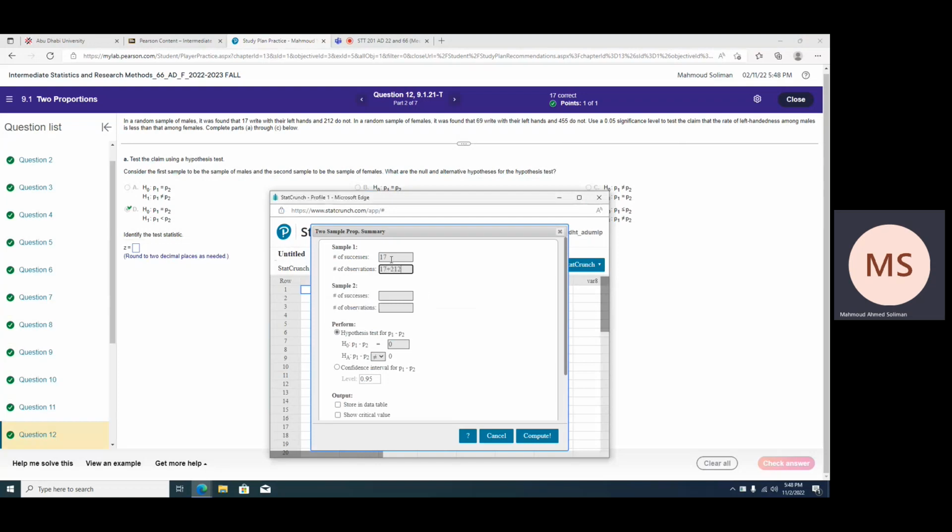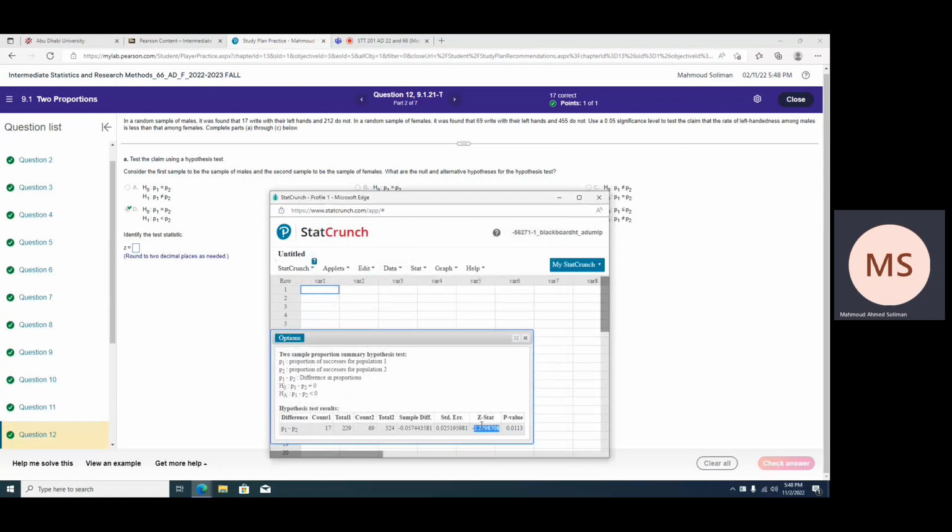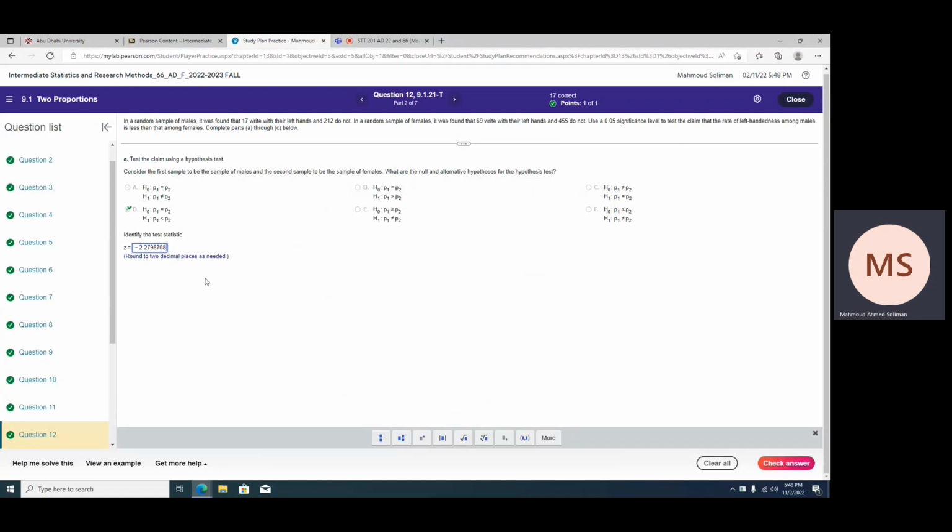Then you can do this one right here, add. And then we have here 69. It would be plus 455. Less than, yes, less than. But then we compute, we have to restart, because here it says 17 write with their left hand and 212 do not. That means they write with their right hand. So you have to add them to get the total.